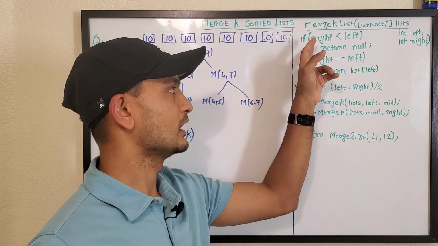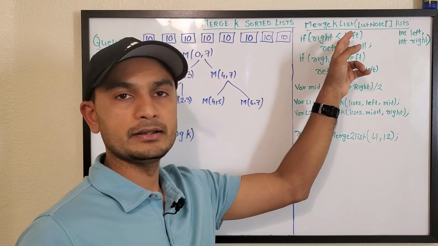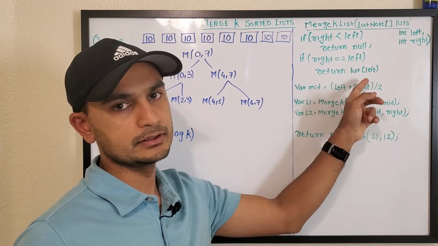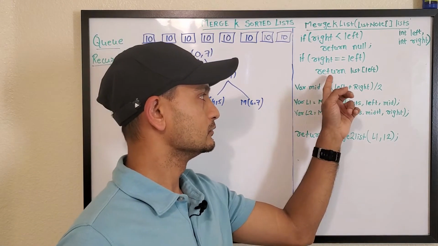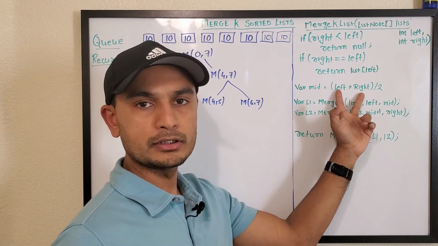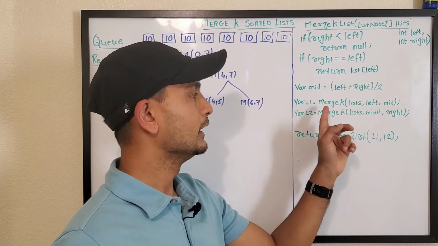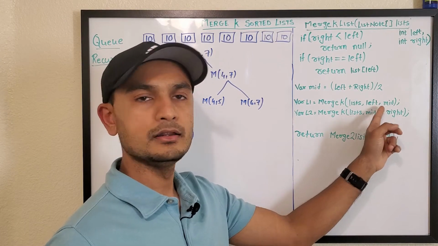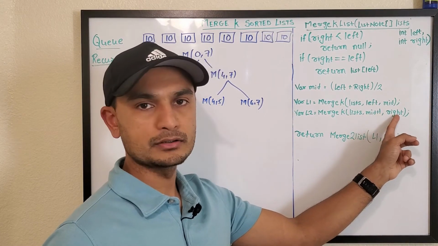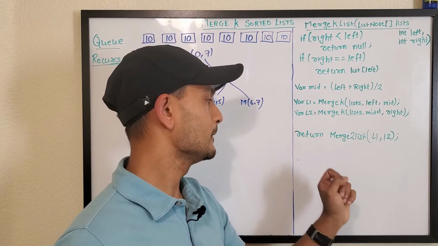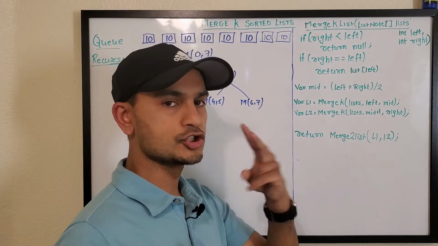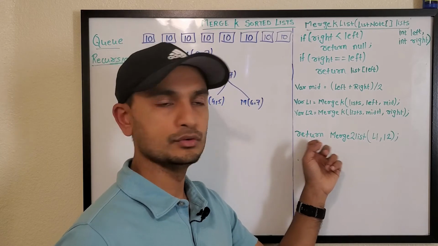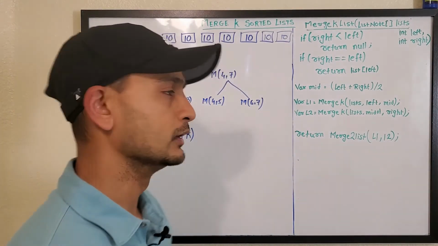So we just have 2 exit conditions. If right is less than left, then return null. If right is equal to left, then obviously return that list. And then what we do is we take a midpoint, left plus right divided by 2, and then we call merge k twice, from left to mid and mid plus 1 to right. And then once these 2 are done, we simply call merge 2 list, and then we return the merged list of those 2 lists. So let's see how this works.